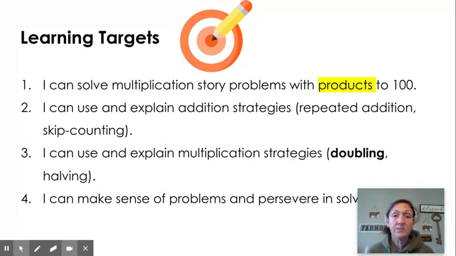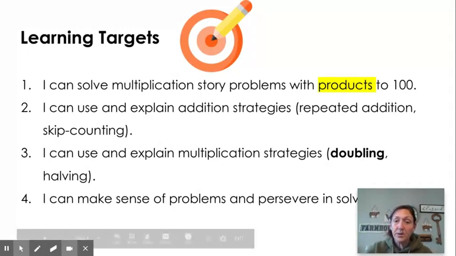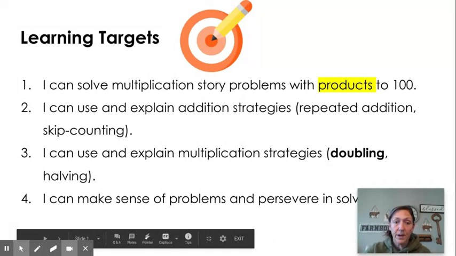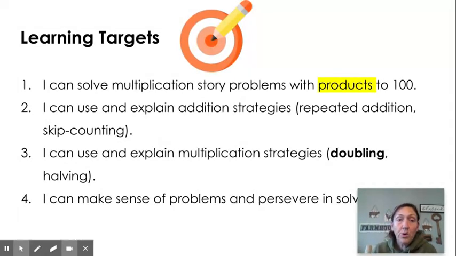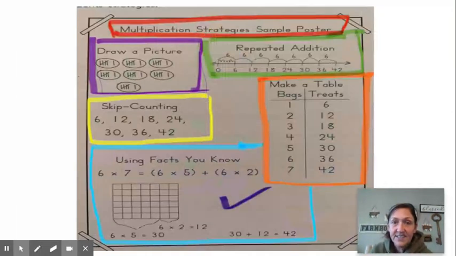I can use and explain addition strategies, such as repeated addition and skip counting. I can use and explain multiplication strategies, and our focus today is doubling. I can make sense of problems and persevere in solving them. That means stick with it. Don't give up. Have a growth mindset. All right, let's get started.